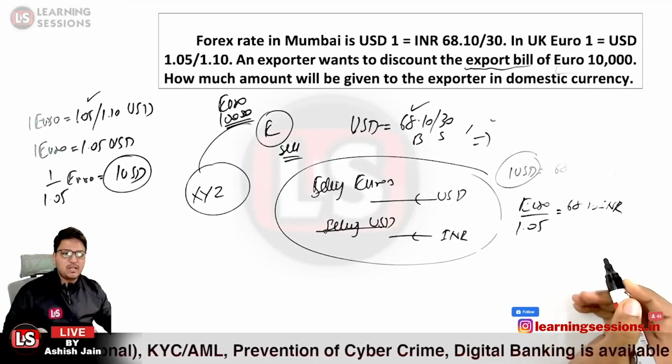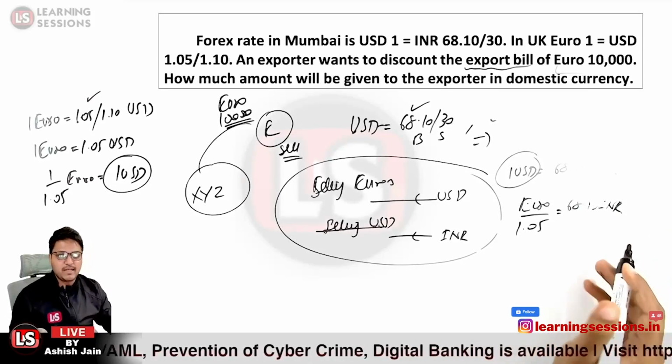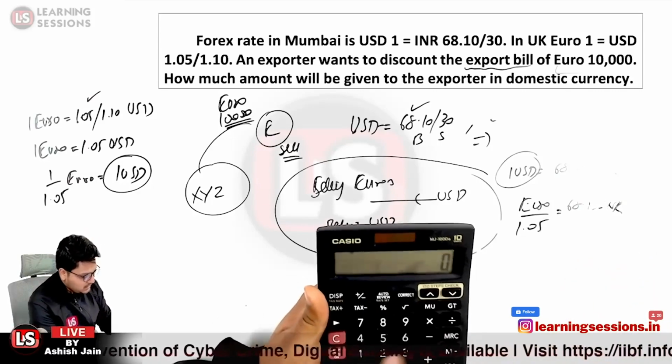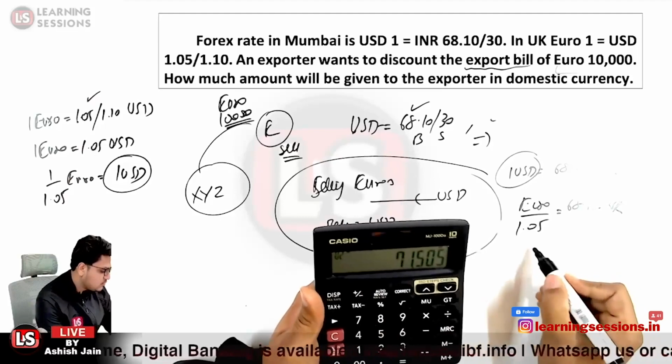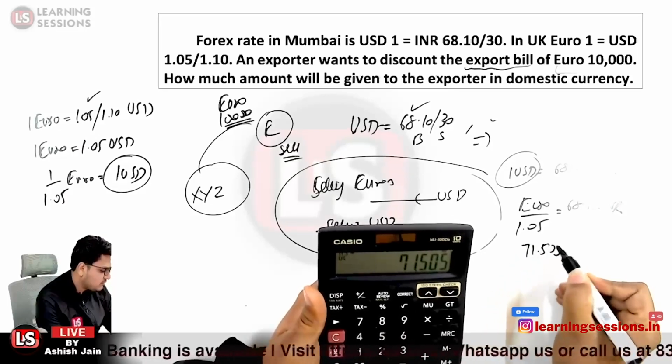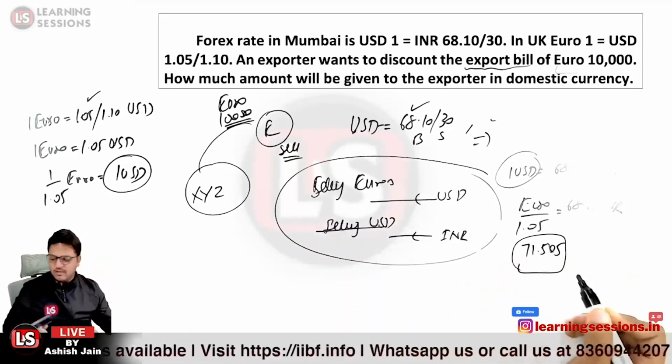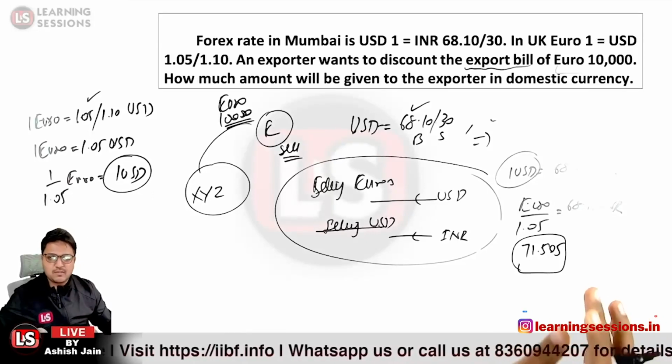Simply we will be cross multiplying it, and that will be the answer. So it will be 68.10 multiplied by 1.05, and that comes out to be 71.505. So here comes the answer, 71.505. Let me explain this to you again.